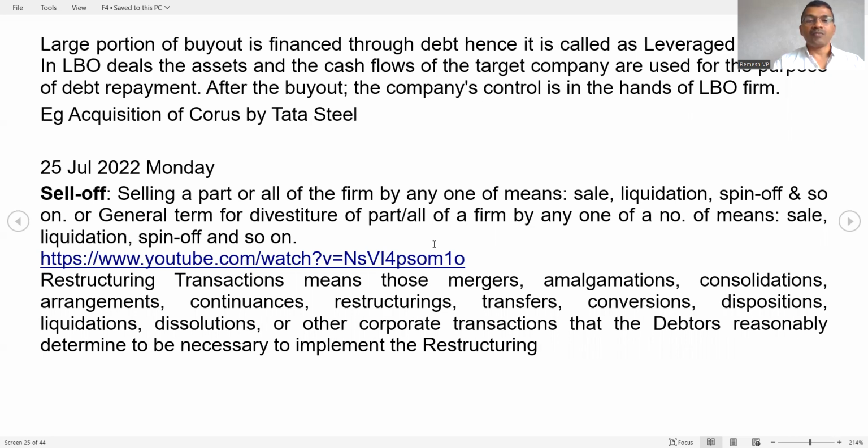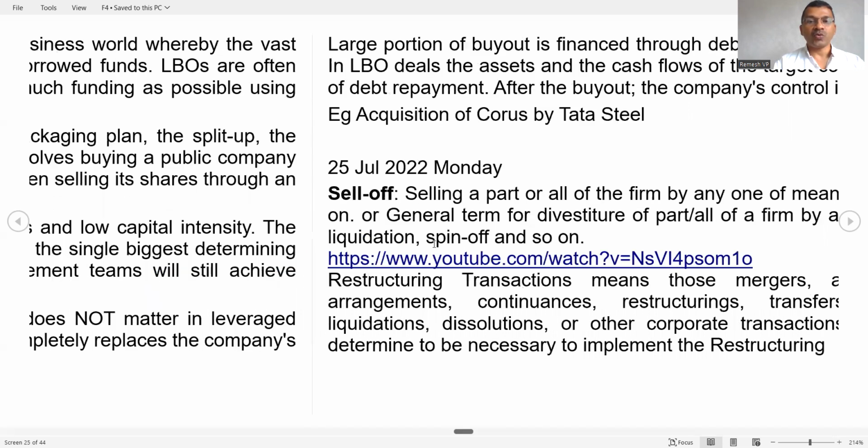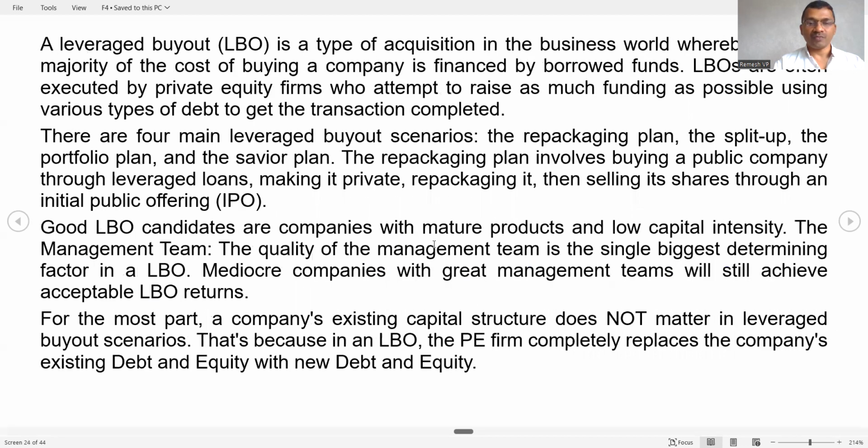Now, leveraged buyout is one type of it in which a large amount of leverage or debt is taken in order to buy an existing company. Example, acquisition of Corus by Tata Steel was through a large amount of leverage or debt. Leveraged buyout scenarios can be repackaging plan, split up, portfolio plan, and savior plan.